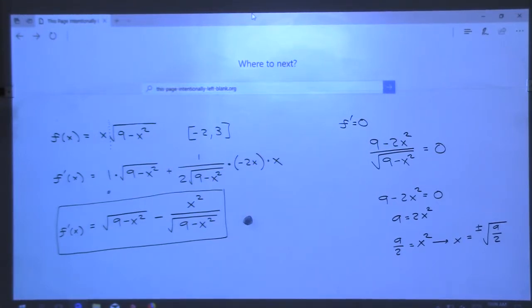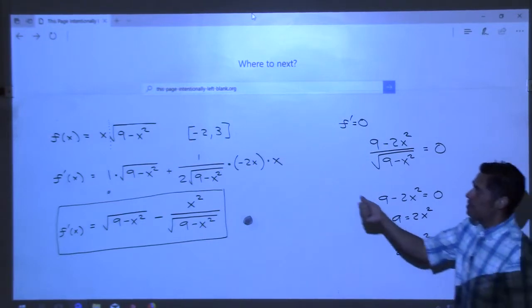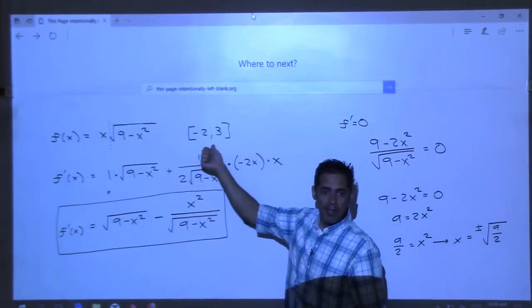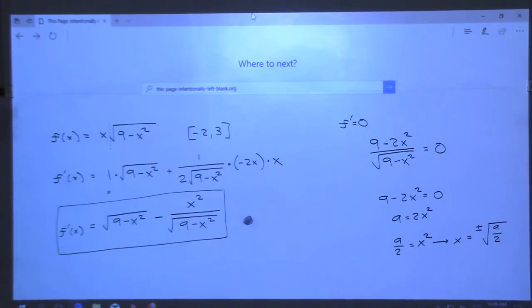I need to figure out whether or not these answers live inside this interval. Do they live in here or not? We might need a calculator for this. What's 9 divided by 2? 4.5, and then take the square root. Like 2 point something. I think both of these are going to live in there. 2.12, so we're getting both positive and negative. This is approximately positive and negative 2.12. Both of those numbers live in our interval, which means we have to check them both.